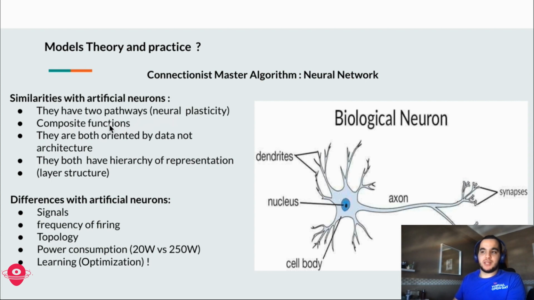In both artificial and biological networks, we have composite functions. We have these small neurons at the unitary level. They are all the same, but the way that they connect and the way you combine them is what makes the difference for the learning. They are both oriented by data and not architecture.